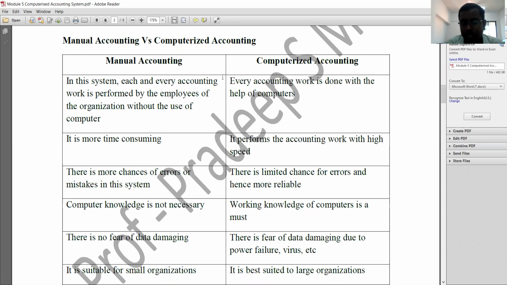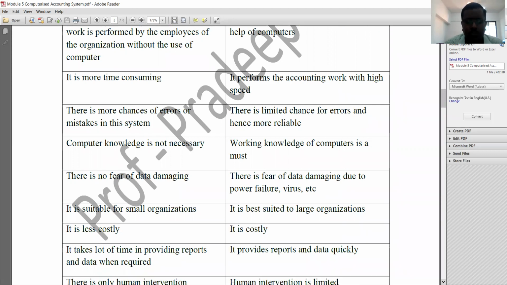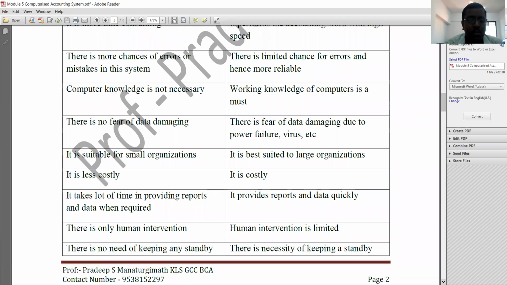But what is a computerized accounting system? Here every work is done with the help of computers. Then which system is time consuming? Manual accounting is time consuming, but computerized accounting is not time consuming. Here we can get our accounting work done at a very high speed. Then where can you find errors, in the computerized or manual accounting system? Most of the time we will find errors in manual accounting, and there will be very few errors in the computerized accounting system.